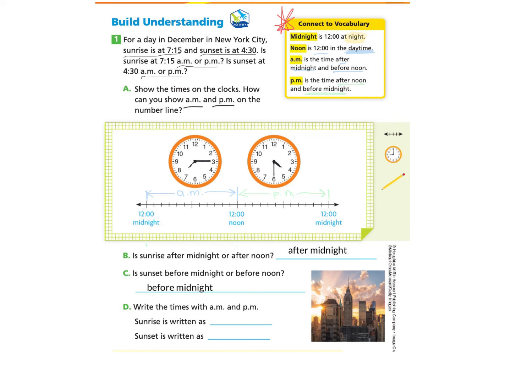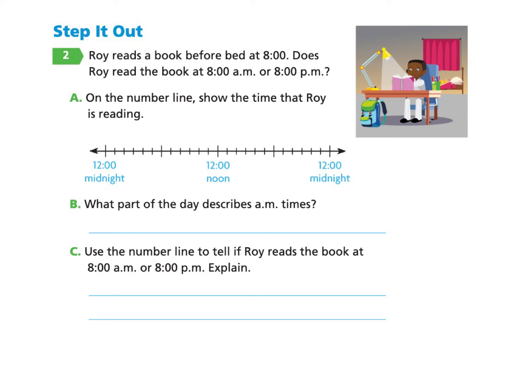So we can see that our 7:15 clock, when the sun rises, would be in our AM category. And then the sun setting at 4:30 would be in our PM category. So we can write that the sunrise is written as 7:15 a.m. and our sunset is written as 4:30 p.m. Let's take a look at the next page, page 333, under Step It Out Part 2.